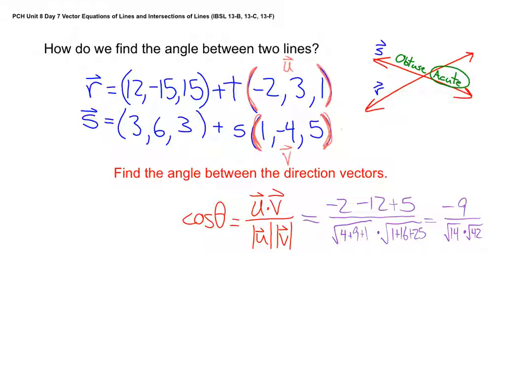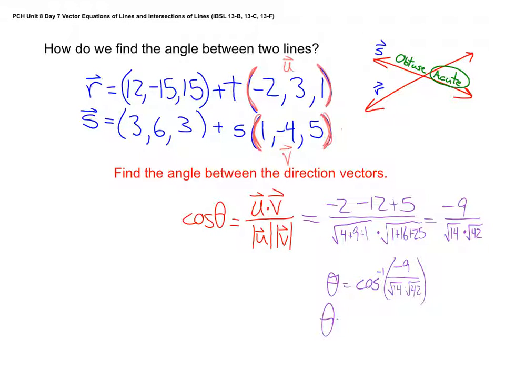Negative. Negative angle. Second quadrant. Come on. Cosine is negative, so it should be second quadrant. It's going to be an obtuse angle. So I already know that to give the angle between the lines, I'm going to need to subtract my answer from 180. Okay? So when I do the inverse cosine, theta is inverse cosine of negative 9 over square root of 14 times square root of 42.